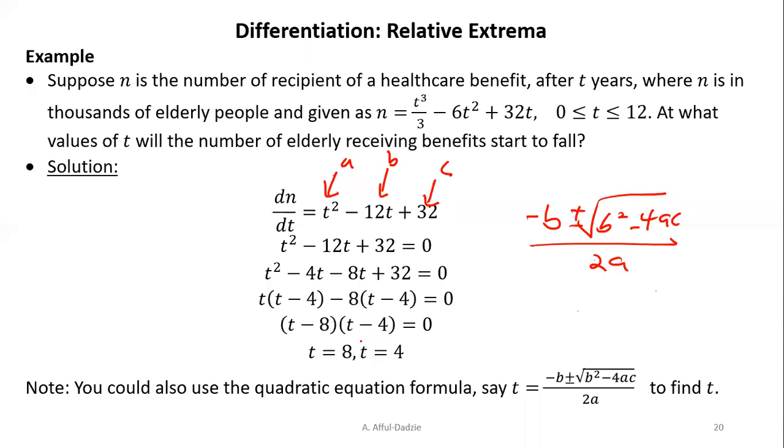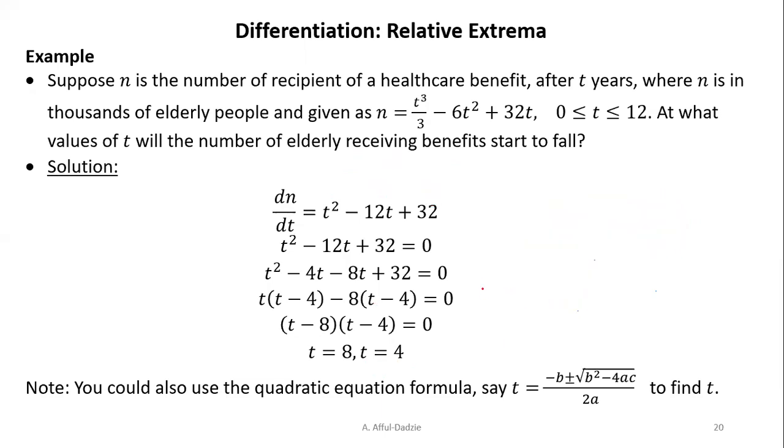Either way, we are looking at the interval 4 and 8, or 8 and 4, either way is fine. So we are saying that between 4 and 8, chances are that the number of elderly people receiving the benefits will start falling. And that's all we're trying to say.